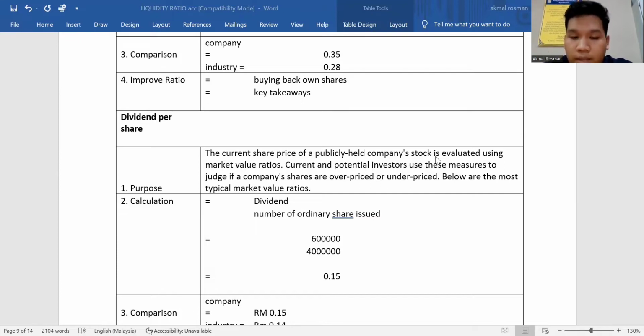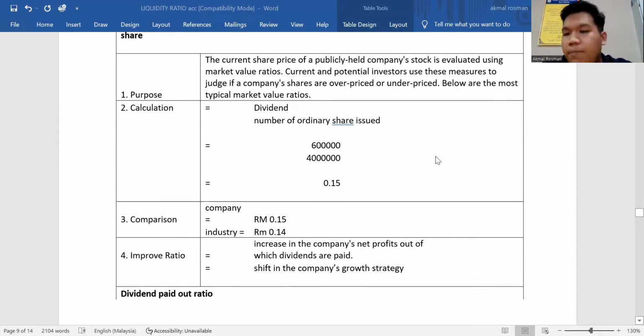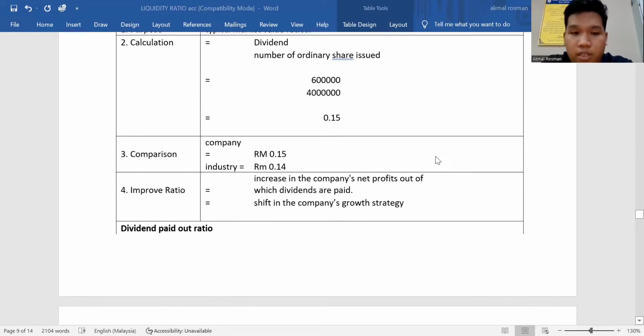Okay, as you can see, 600,000 divided by 4 million equals 0.15. And for comparison, the company has 0.15 and industry has 0.14. And to improve the ratio is an increase in the company's net profit, out of which dividends are paid, and a shift in the company's growth strategy.